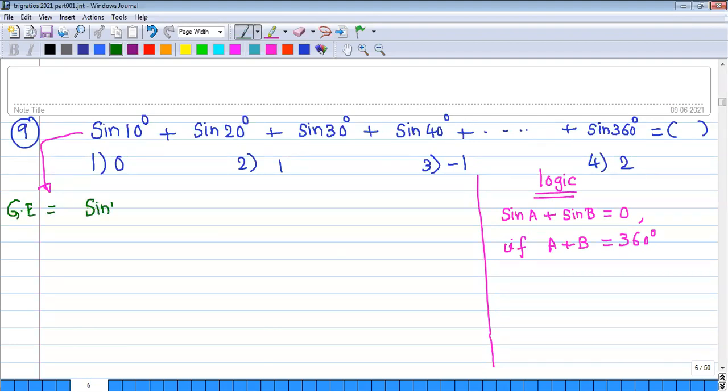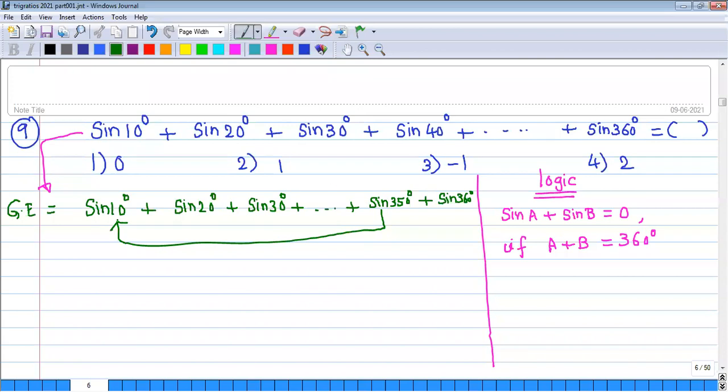I will write it like this: sin 10 degrees plus sin 20 plus sin 30 and so on, sin 350 plus sin 360, except the last, sin 360, leave. See, sin 350 plus sin 10. You see, 350 plus 10 is how much? 360. Like that, before that is sin 340 plus sin 20.